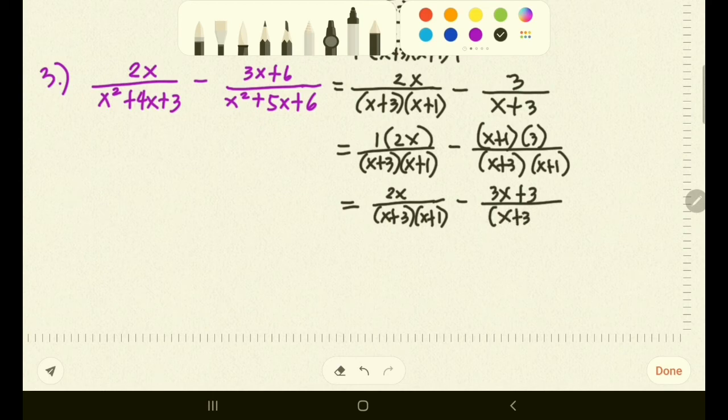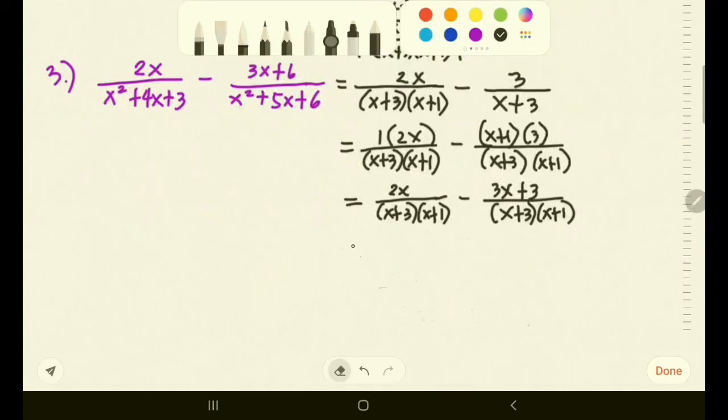Over the quantity of x plus 3 multiplied by the quantity of x plus 1. Now let's subtract. You have 2x minus 3x, that is negative x. Since there is no similar term for 3, just minus 3. So you have x plus 3 times the quantity of x plus 1.